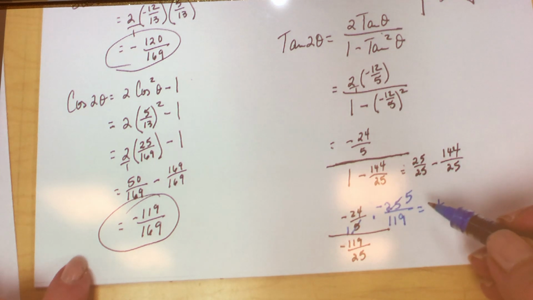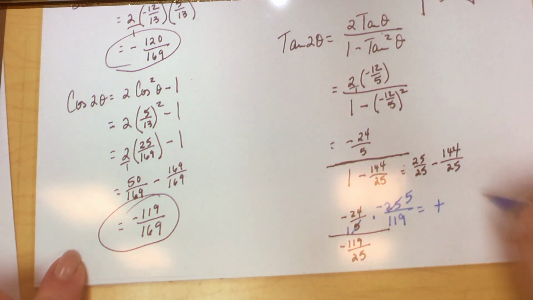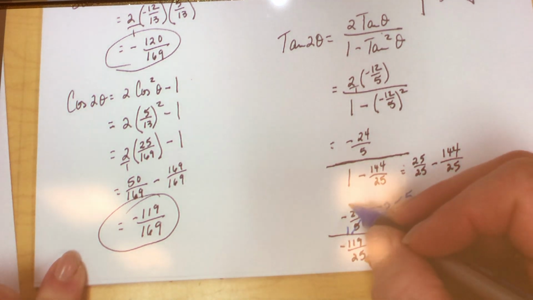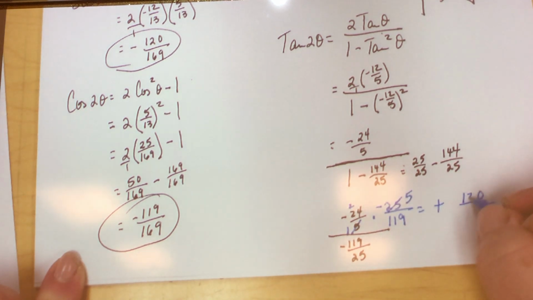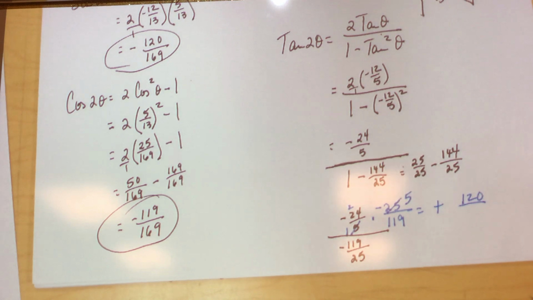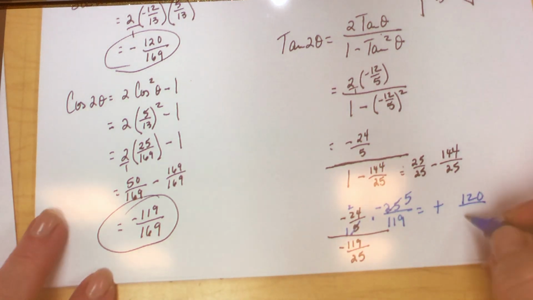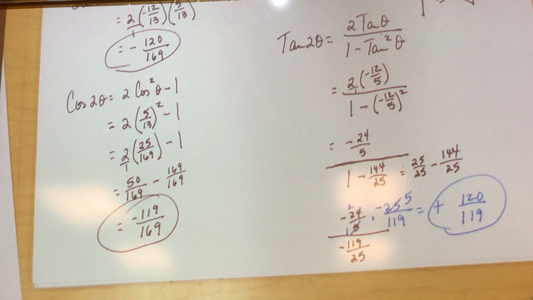Watch how I can do this without a calculator. What's 5 times 4? 20, carry your 2. What's 5 times 2? 10 plus 2 is 12. You don't need a calculator, people, come on. What's 1 times 119? 119. So there's my answer.